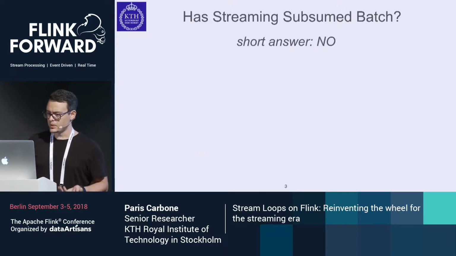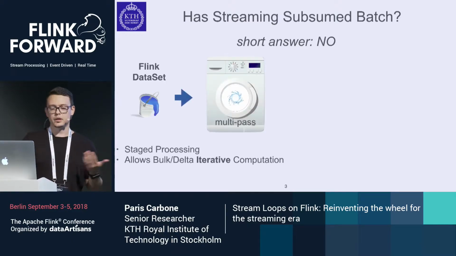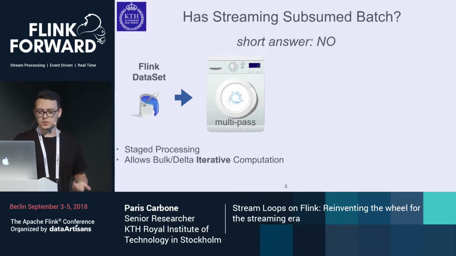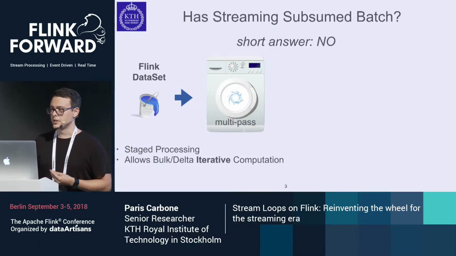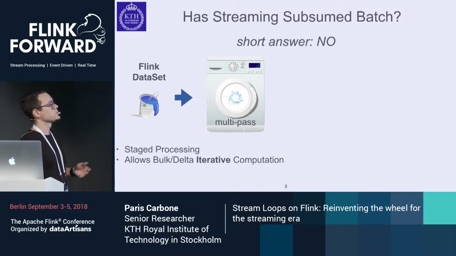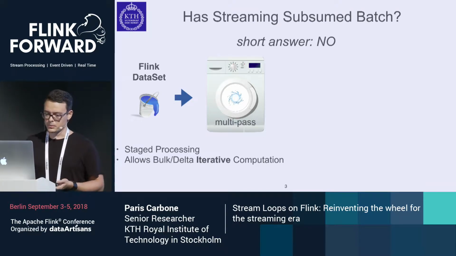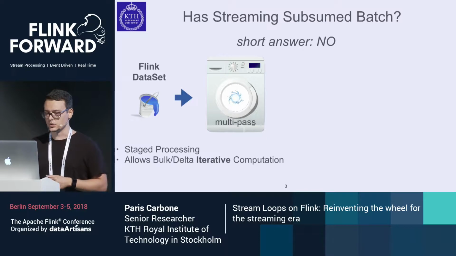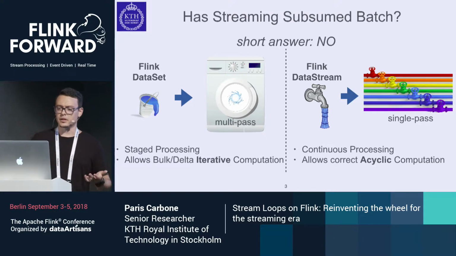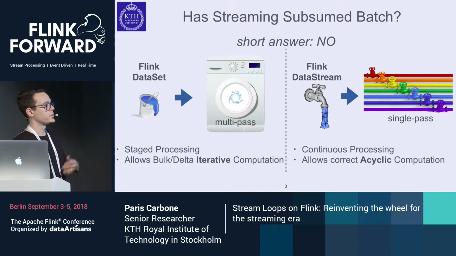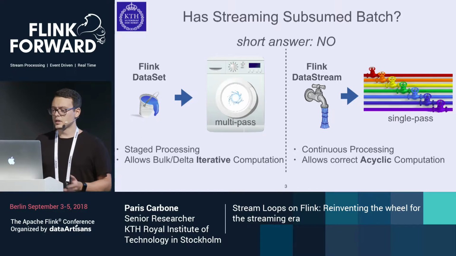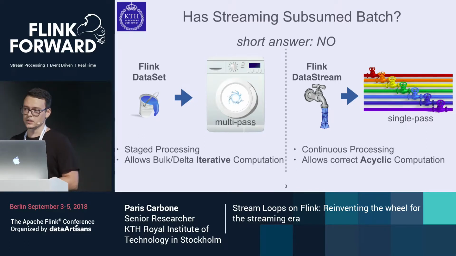So has streaming really subsumed batch? Short answer, no. And that's due to the simple fact that in the streaming runtime, we cannot do multipass computation. The batch runtime on Flink uses datasets, which do staged processing, and there is support for bulk and delta iterative computation. On streaming, we have a continuous stream of data, and the application is a single-pass pipeline, where we do continuous processing, and that allows correct processing only for acyclic computation.